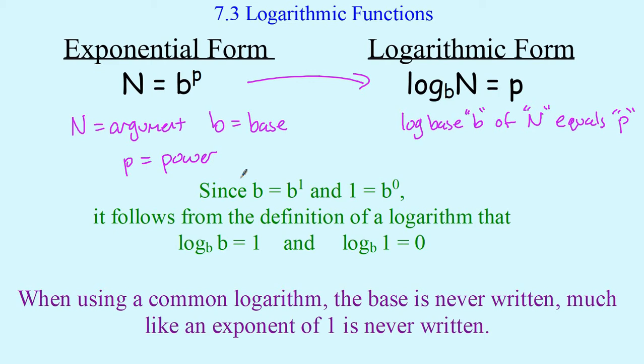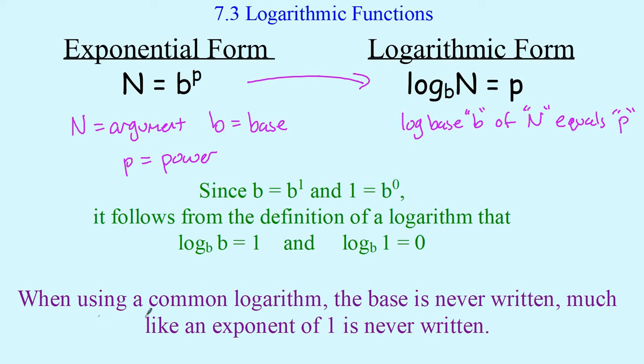All right, so then using our common properties of exponents, we know b equals b to the first and 1 equals b to the 0. Anything to the 0 power is 1. So using those properties and converting it into log form, we get these rules. When the base and the argument are the same, you get 1. When the base is anything and the argument is 1, it's going to equal 0. This is always going to be true, just like these two are always going to be true.